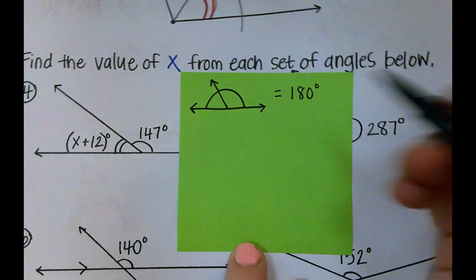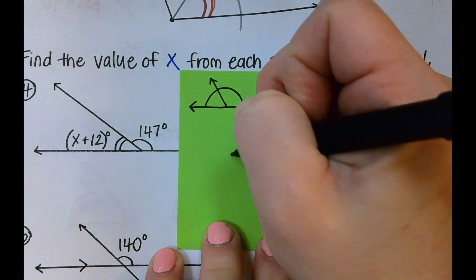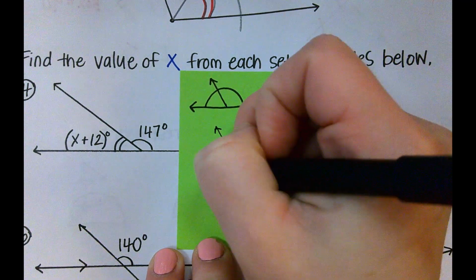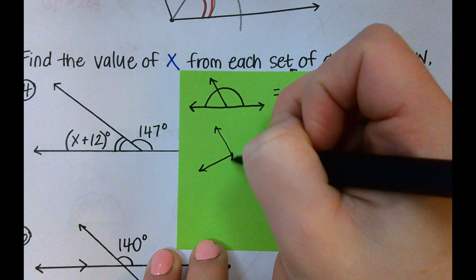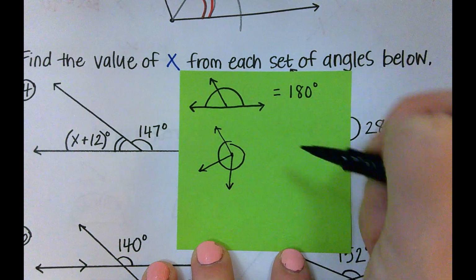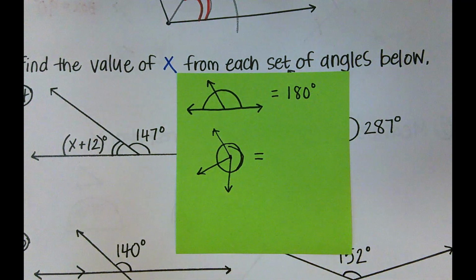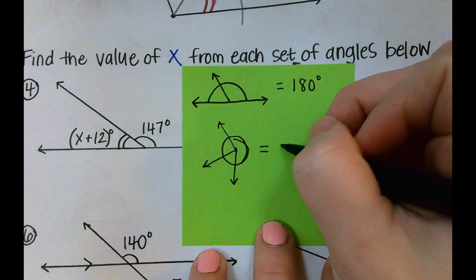Another situation we might run into is we have a point and then some random angles that go all the way around. When it goes all the way around, how many degrees is that? 360. Good.